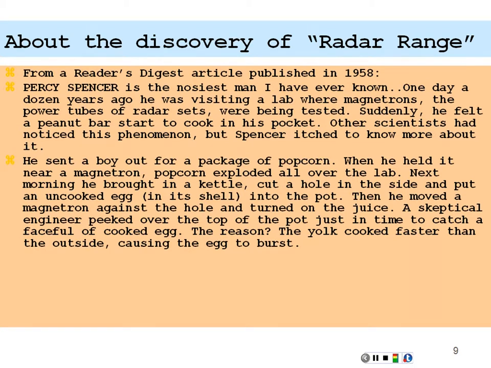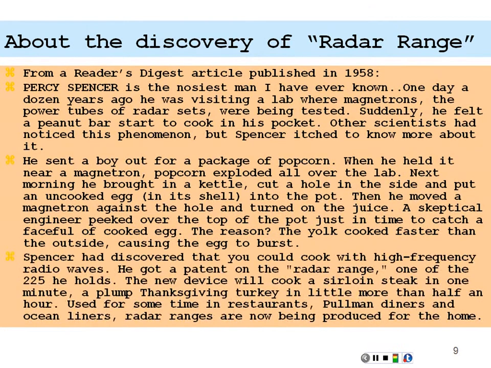Next morning, he brought in a kettle, cut a hole in the side, and put an uncooked egg in the shell into the pot. Then he moved a magnetron against the hole and turned on the juice. A skeptical engineer peered over the top of the pot just in time to catch a face full of cooked egg. The reason? The yolk cooked faster than the outside, causing the egg to burst." So they're cooking all these things and not realizing they're probably cooking themselves at the same time.